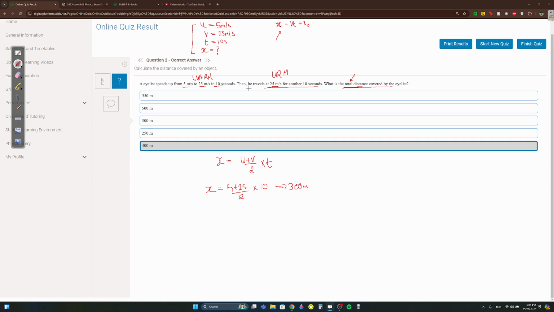But are we done? There's also the URM phase. And what is the x in the URM phase? It's always the same thing for URM: vt plus x naught. The velocity is 25. The time is 10. And x naught is not given, so we just put 0. So it's 250. I did something wrong earlier: this is 150 here, I didn't divide by 2. Anyway, you get 150 and 250, and we add them up since it's the total, so you get 400.